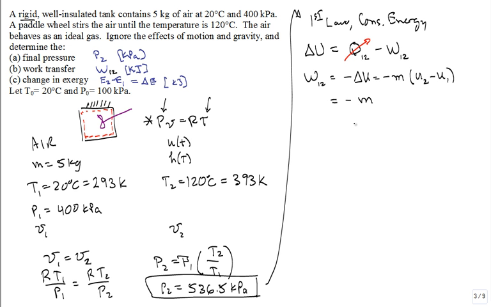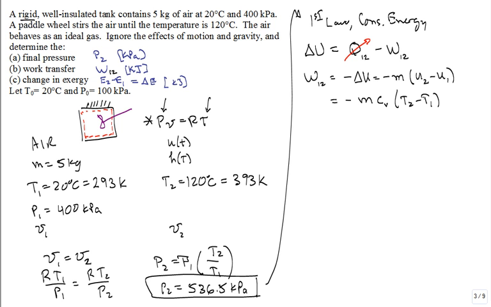I know its temperature at 1. I know its temperature at 2. I could go to the air tables, but just ignore the air tables, okay? Do everything assuming constant specific heat. Can I solve that now using constant specific heat? So what would it be? It would be C sub V times T2 minus T1.